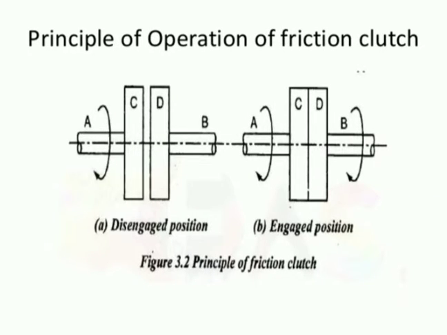Then let's see about principle of operation of friction clutch. In first figure we can see about disengaged position. The second one shows engaged position. There are two plates C and D. The shafts are called A and B.